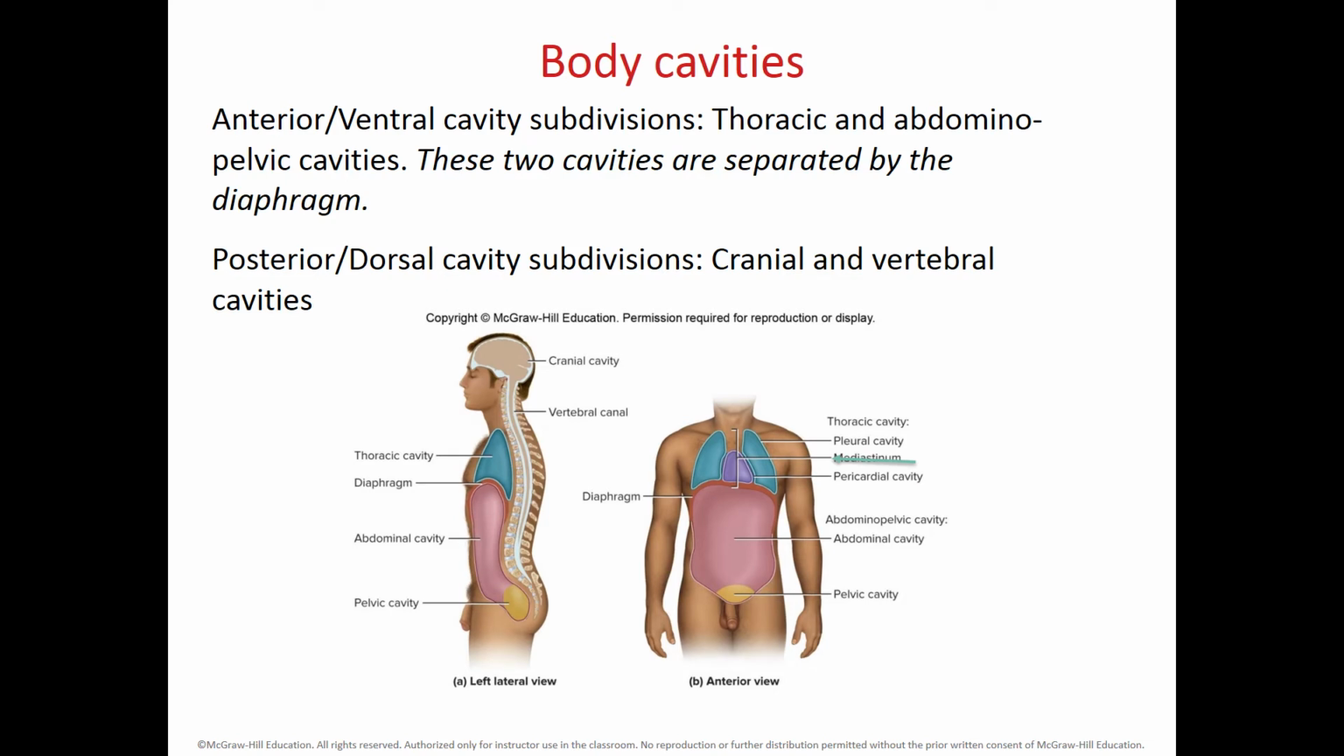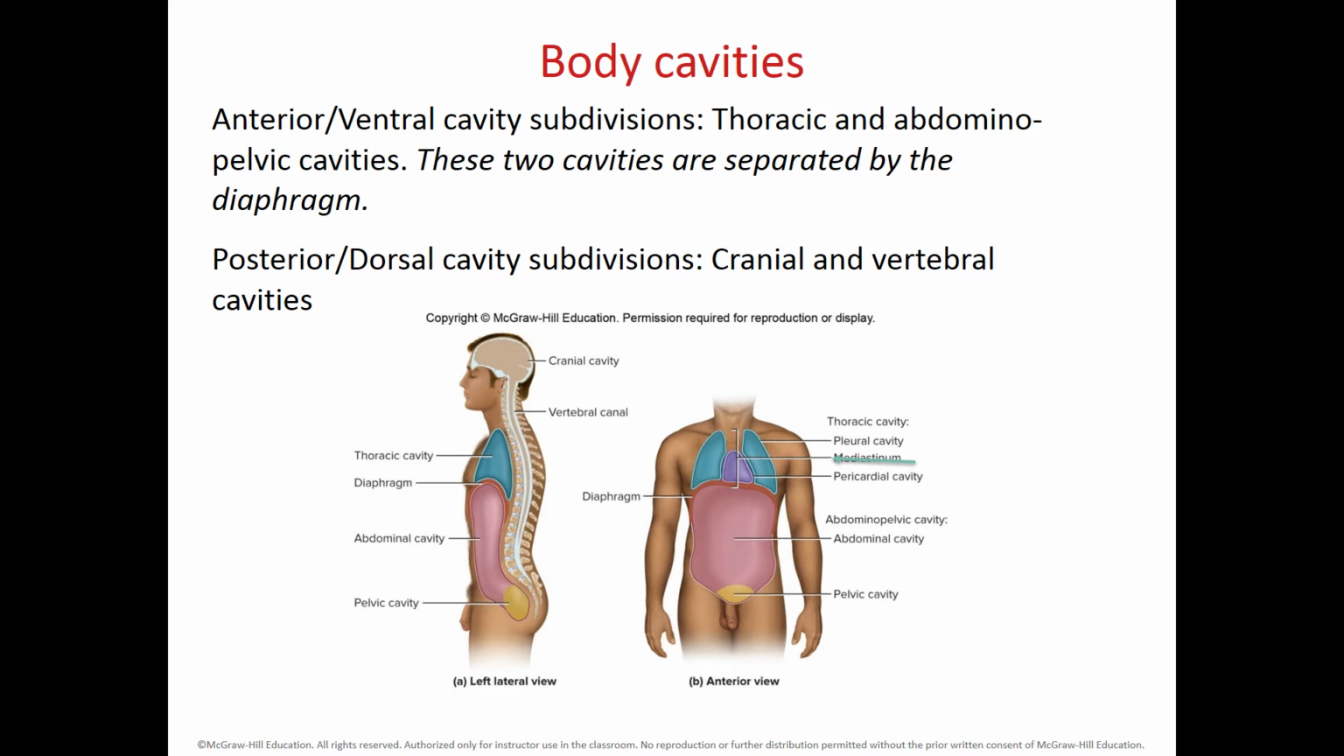Now, when you make sections of our body, you will be able to see that within our body we have body cavities. And within these body cavities, we have these structures or these organs that are important for us to know. So, we have within our body two major cavities. We have one cavity that is called anterior or ventral because it's found in the front. And we have another one that is called posterior or dorsal because it's located in the back of our body.